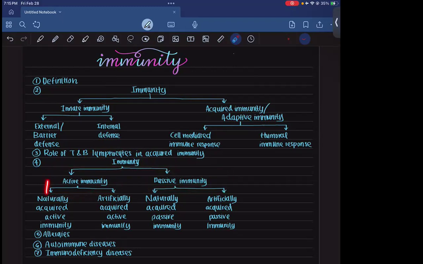Okay, so under active immunity, you will be having naturally acquired active immunity and artificially acquired active immunity. And under passive immunity, you will be having naturally acquired passive immunity and artificially acquired passive immunity. And then finally, we have three separate topics to learn, namely allergies, autoimmune diseases, and immunodeficiencies. So all of these are related to immunity.